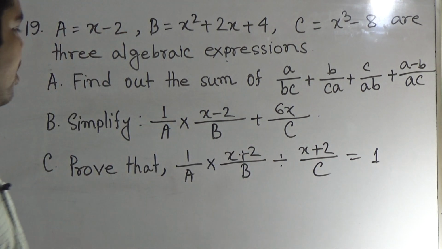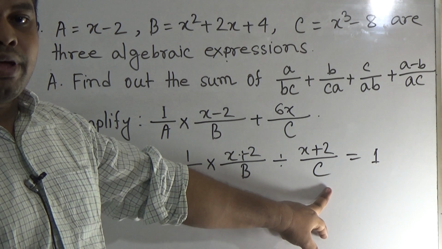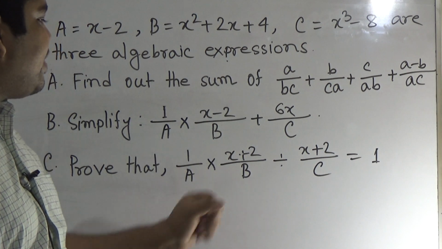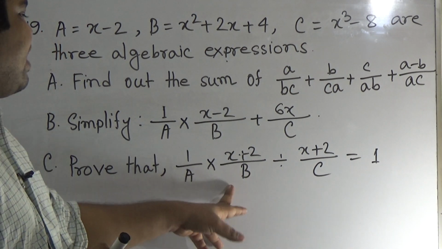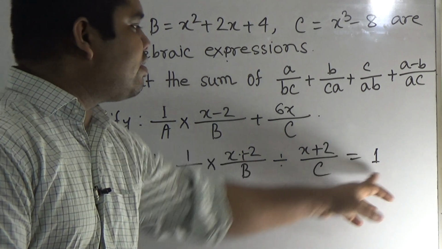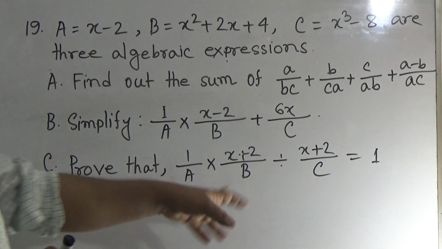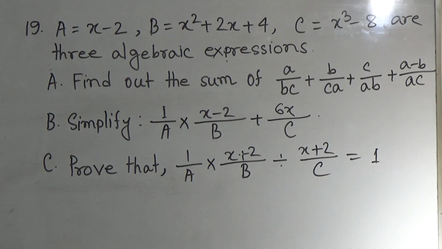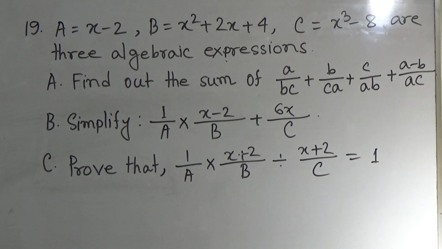equals 1. That means here also a, b and c are given. We use the values of a, b and c in the expression. After that we get the value of the left hand side, which is 1. And this one and this one are equal, so we can say that left hand side equals right hand side. Proved. I hope you have understood how to solve this math. So let us start to solve.